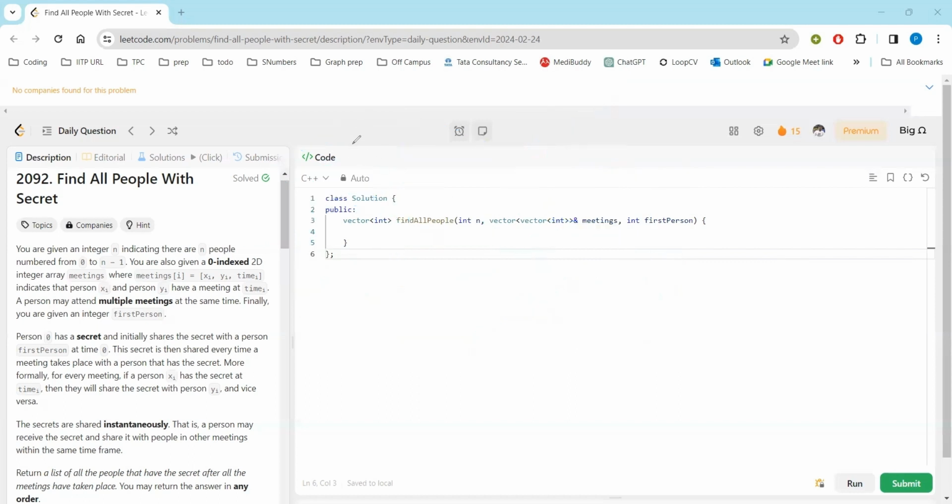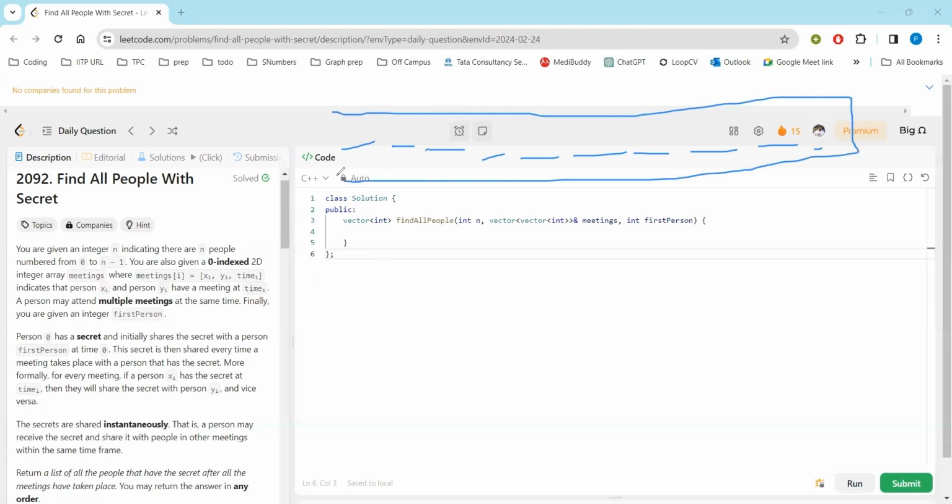Now, suppose we have taken an array which will store the ultimate source of secret for each person. Now, initially, for 0, the ultimate source of secret is 0. Now, suppose this is the first person. For this person also, the ultimate source of secret is 0.